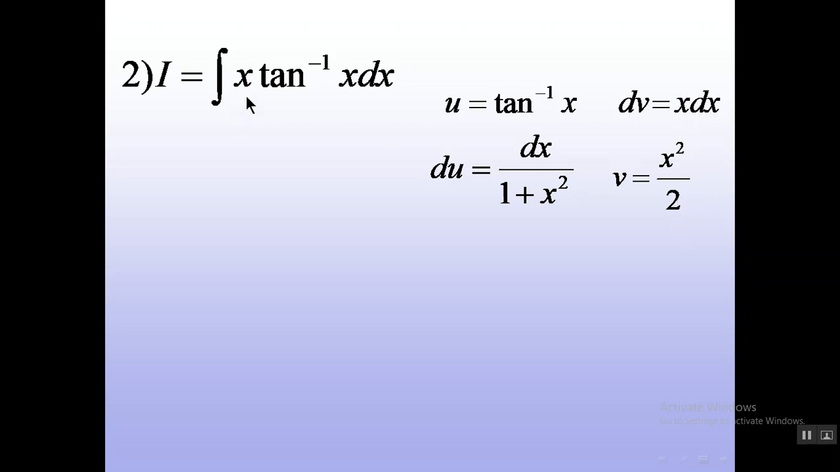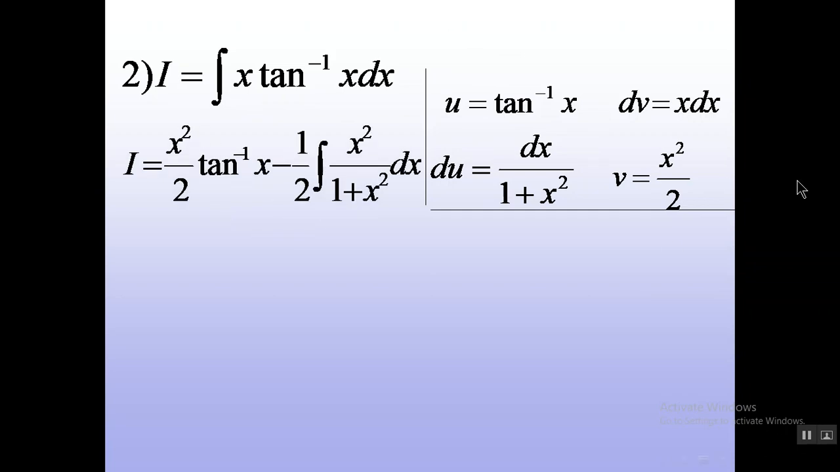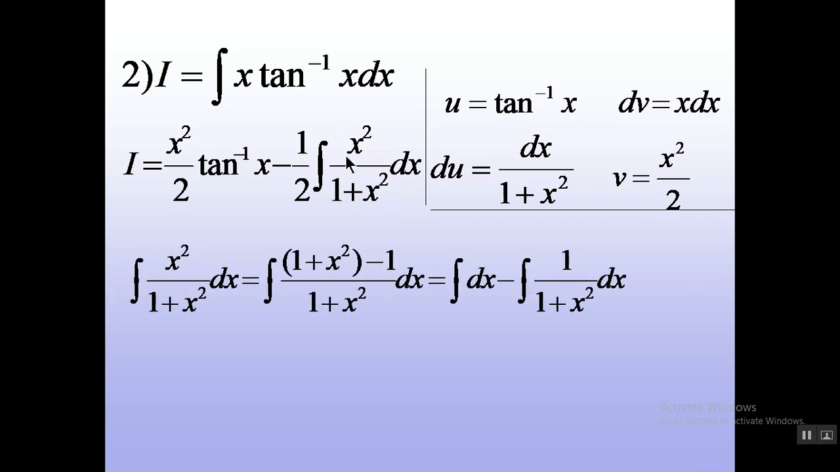Now the integral equals uv, u times v, which is x squared over 2 tan inverse x, minus integral v du. So v du is x squared over 2 times dx over 1 plus x squared. Now we have to calculate this integral. As you can see, the degree of top is 2, the degree of the bottom is 2. In this case, we have to divide top by bottom or break the top.